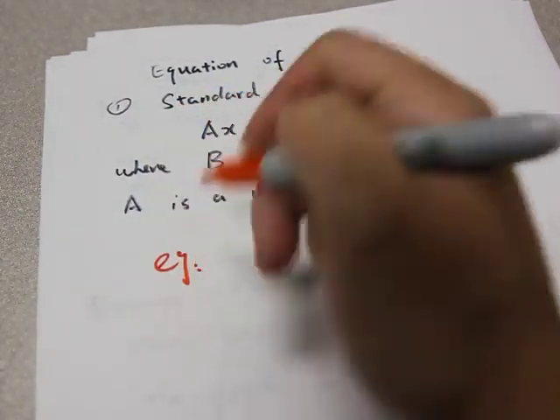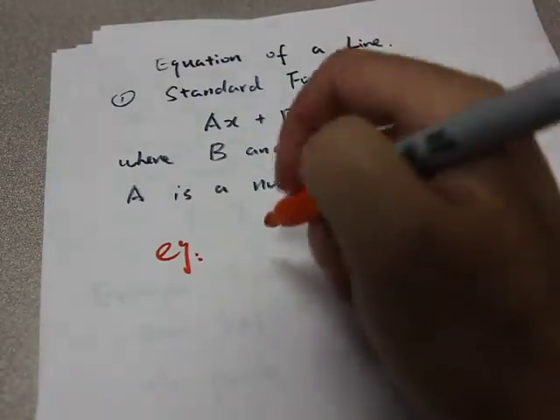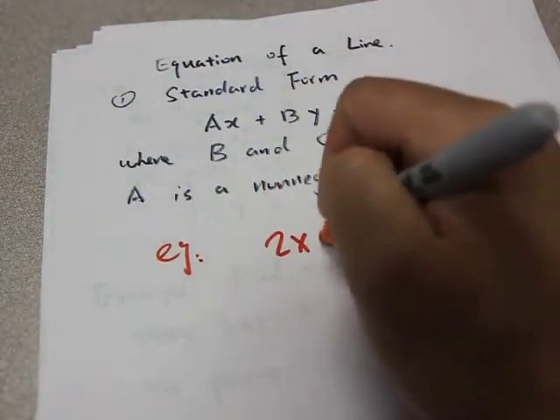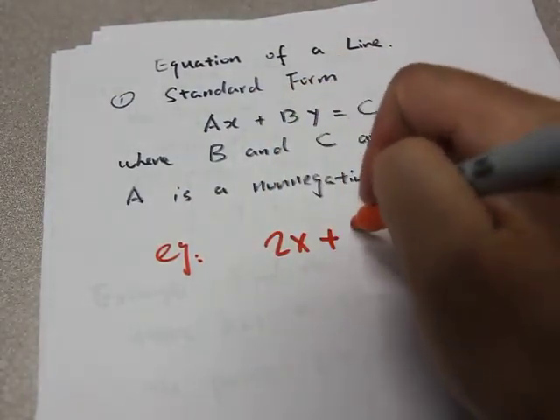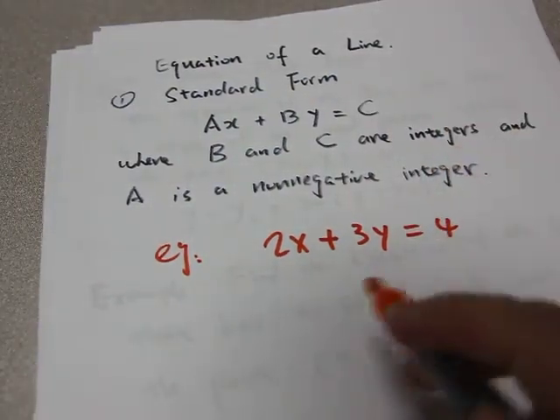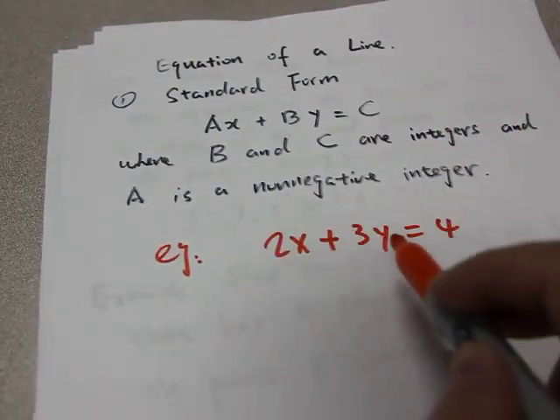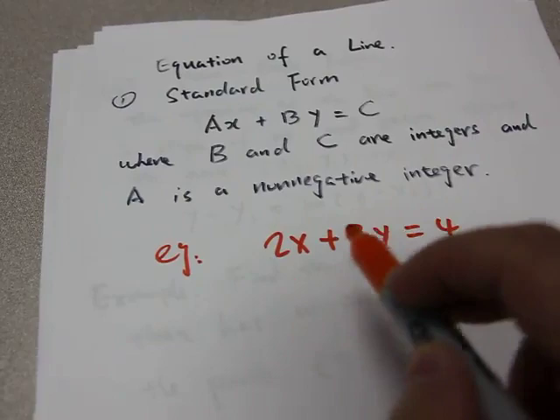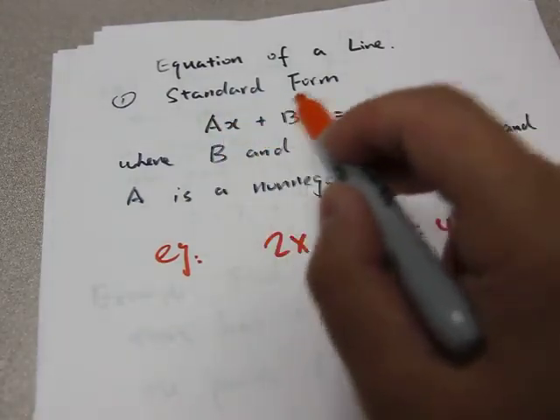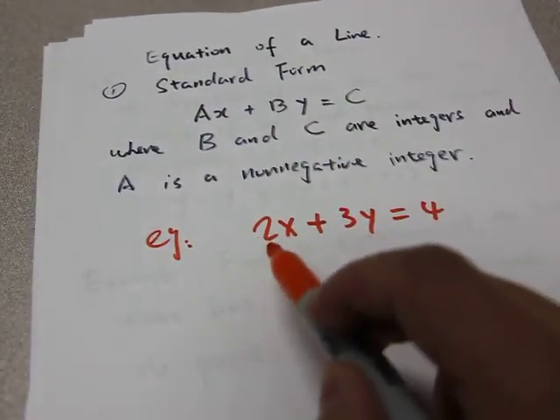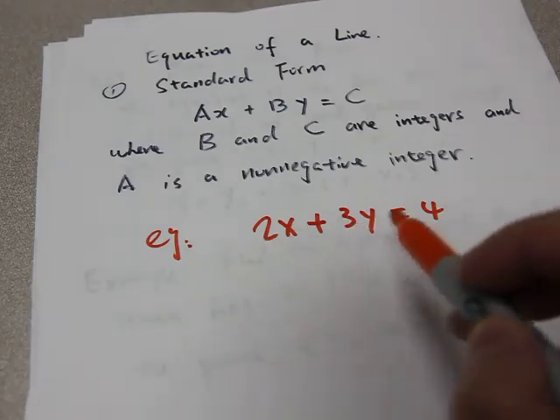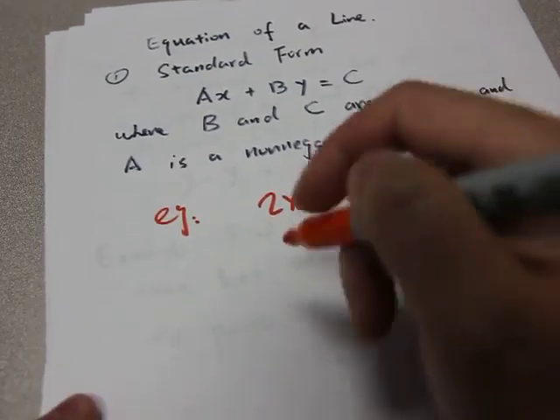Let me give you some examples. So for example, 2x plus 3y equals 4. Now this equation, the equation I just wrote, is in the standard form. Okay, so here a is 2, b is 3, and c is 4.